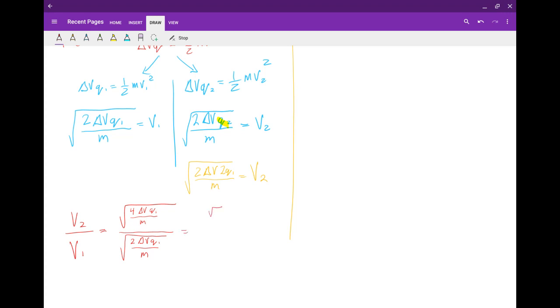If you look closely at this formula, I can essentially pull the numbers out. This happens to be the square root of 4 times the square root of delta V Q1 over M, and this happens to be the square root of 2 times the square root of delta V Q1 over M. And so the delta V Q1 over M cancels. Basically the ratio, or the comparison, results in the square root of 4 over the square root of 2, which is just 2 over root 2, which is in the end square root of 2.